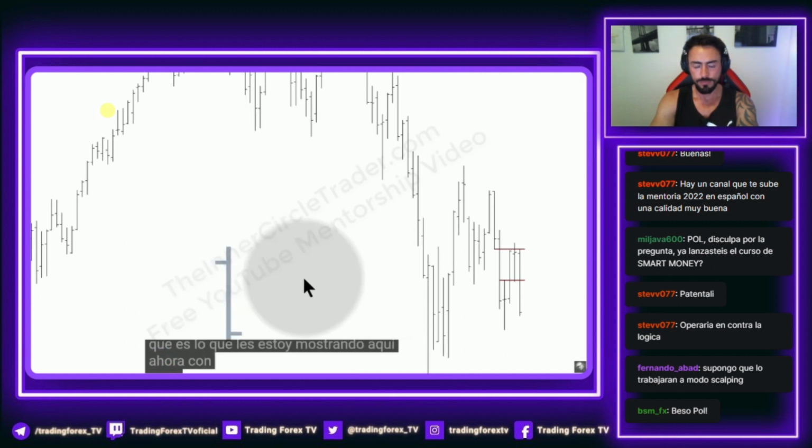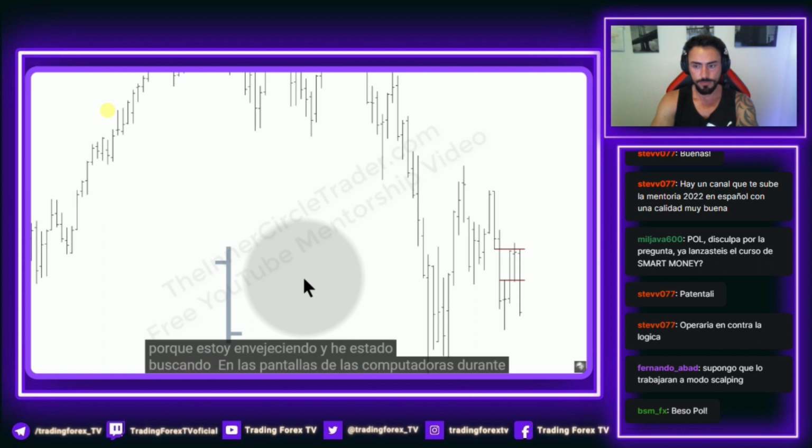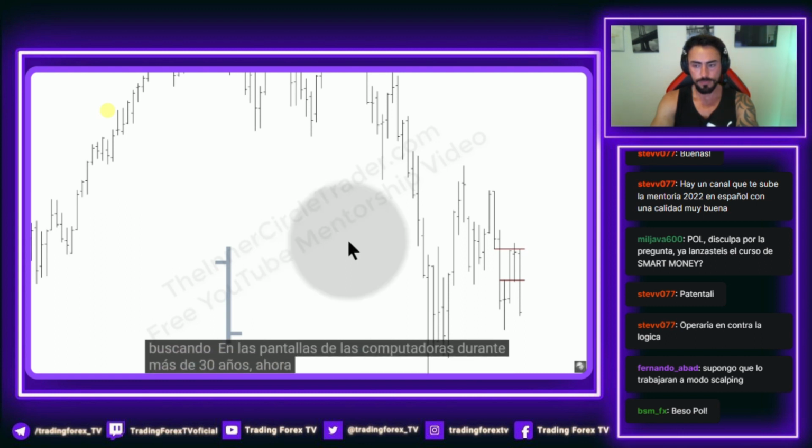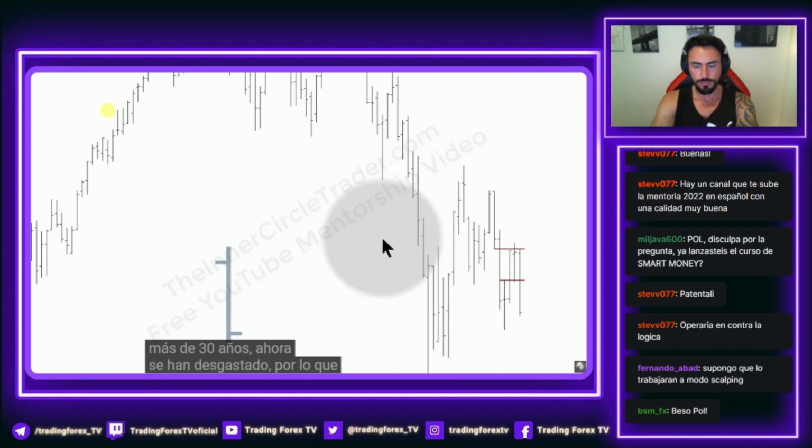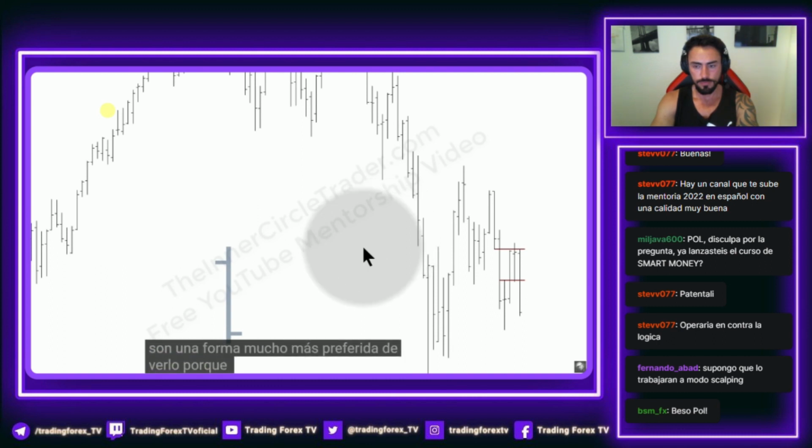Now, with this chart, it made perfect sense to me. And if my eyes were not as poor as they are now, because I'm aging and I've been looking at computer screens for 30 plus years now, it's worn them down. So obviously candlesticks are a much more preferred way of looking at it, because it's thicker. You can see the open and close relationship, as I'm teaching you here, a lot easier versus this.